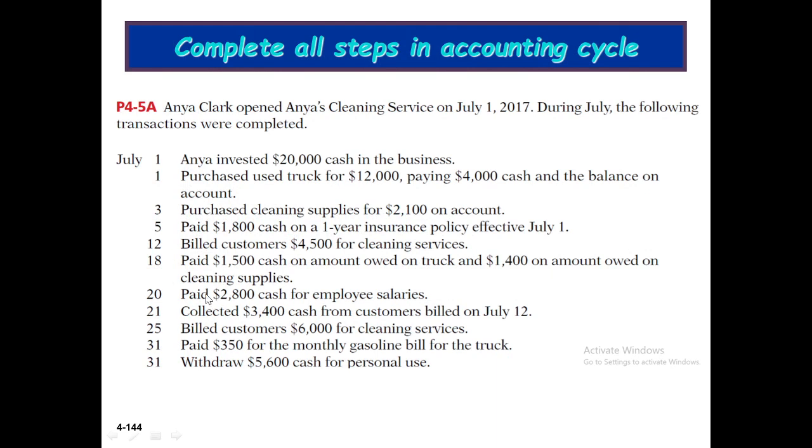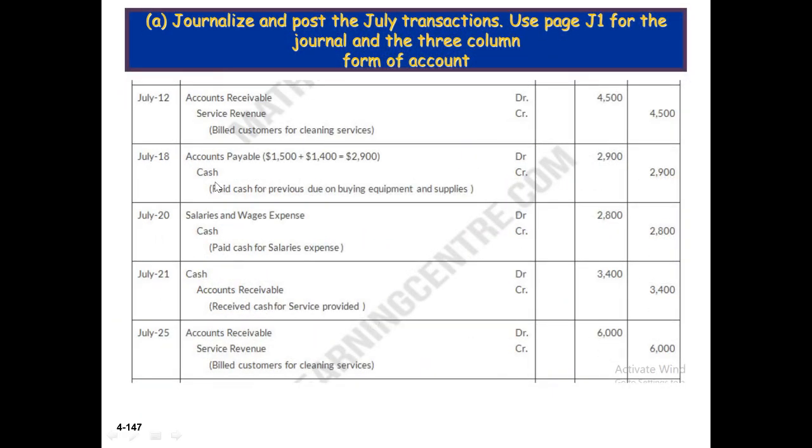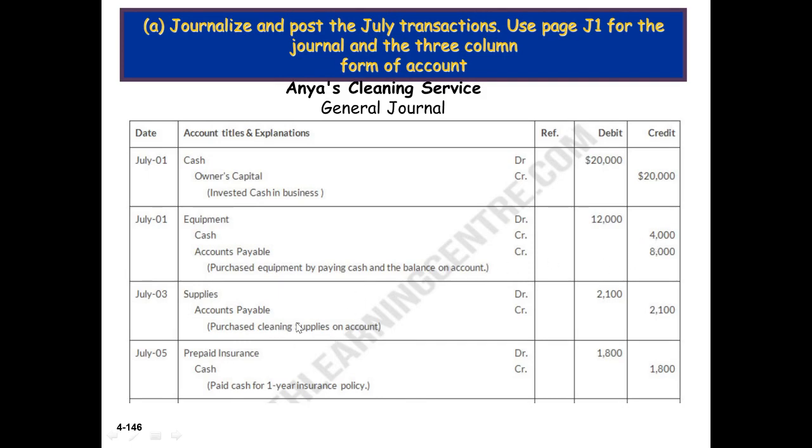And then paid 1,500 cash on amount owed on truck, and 1,400 on amount owed on cleaning supplies. That means we paid this amount. So cash will be credit. For this transaction, accounts payable 2,900 is our debit, and cash credit 2,900. That means paid accounts payable.